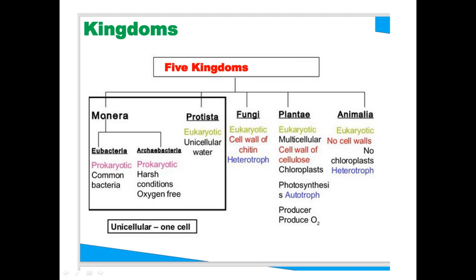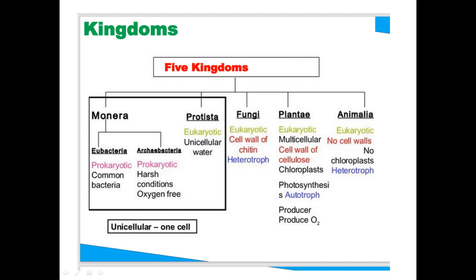The next kingdom is kingdom Plantae, which is also eukaryotic because it has membrane-bound organelles. It is multicellular because it has plenty of cells in the system. The cell wall is made of cellulose. Cellulose is just a carbohydrate, a homopolysaccharide, which is found in the cell wall of plant cells. The next one is chloroplast. It has chloroplast, meaning it contains chlorophyll, which can carry out photosynthesis. Therefore, it is an autotroph. Photosynthesis yields oxygen as a byproduct. So kingdom Plantae produces oxygen as the byproduct.